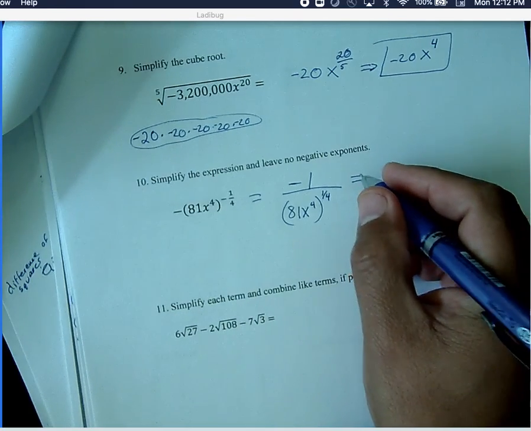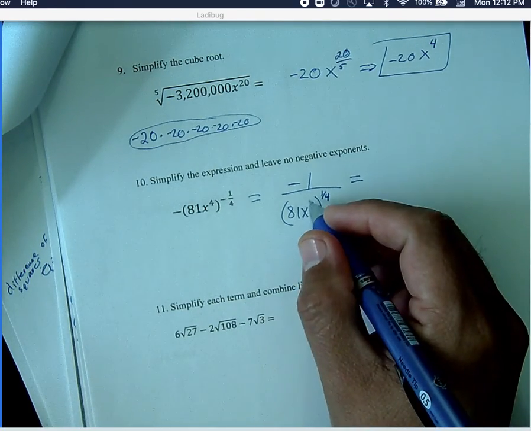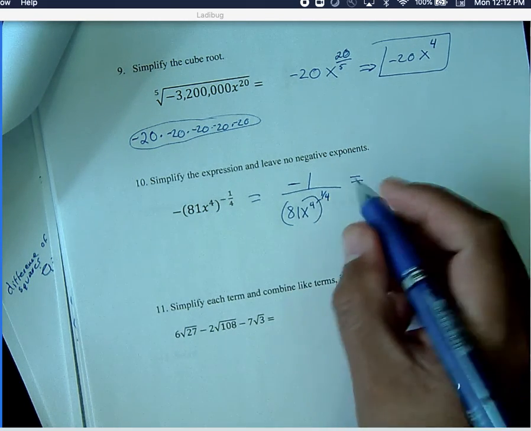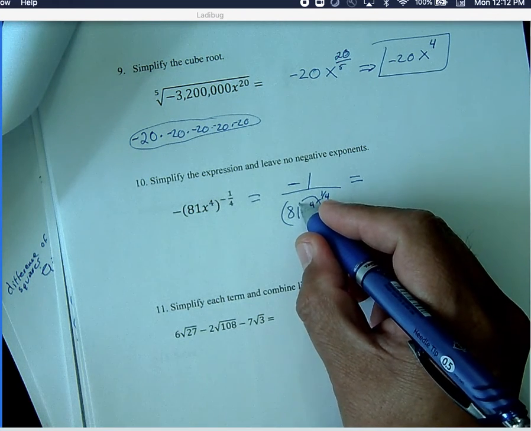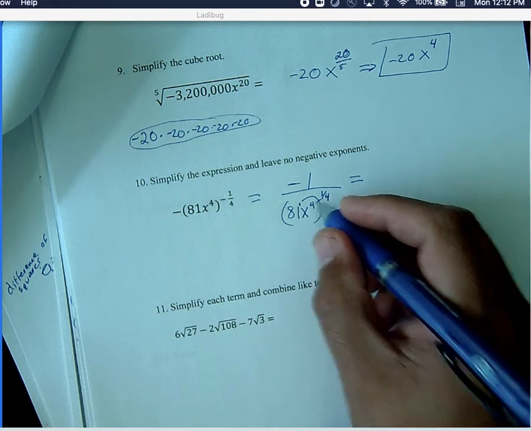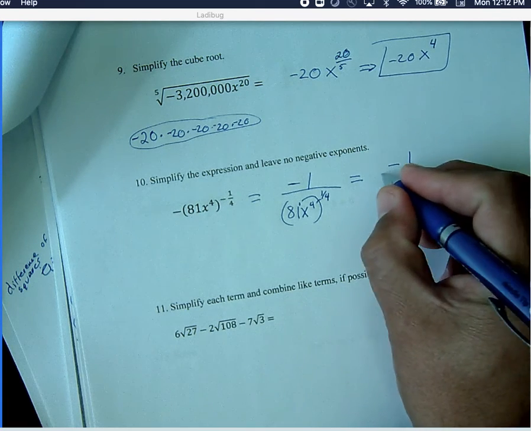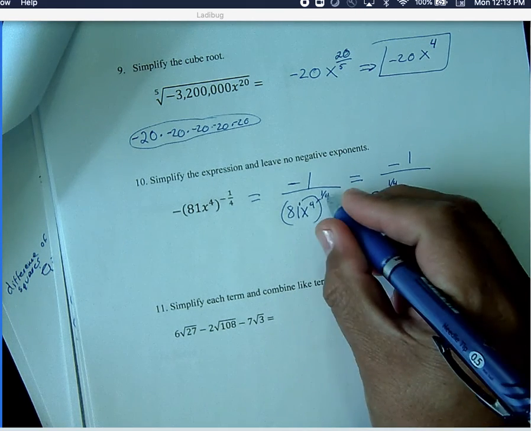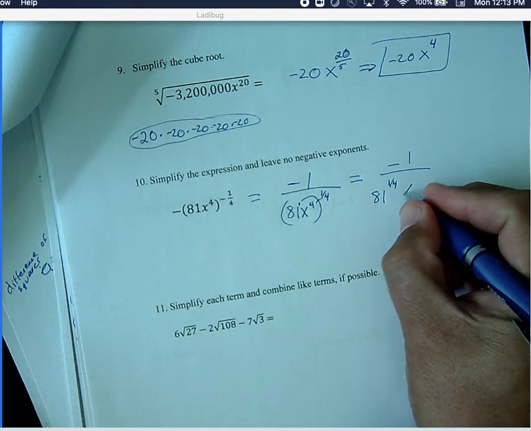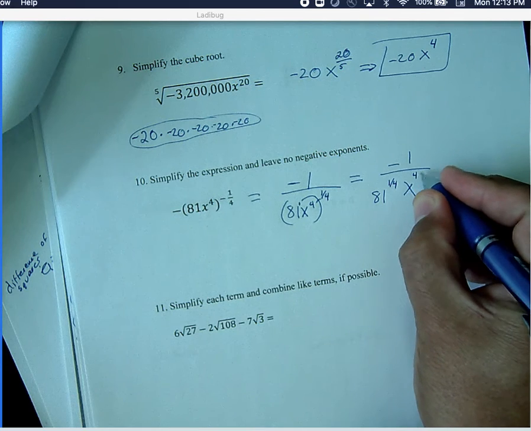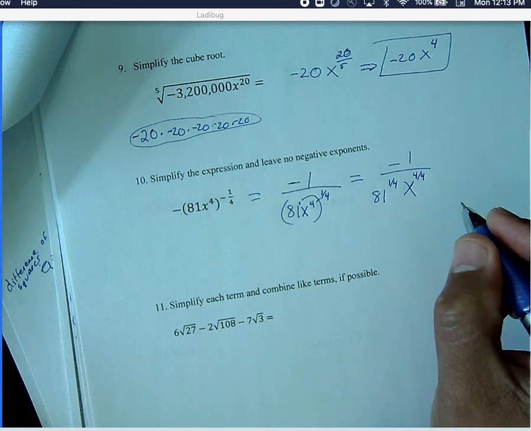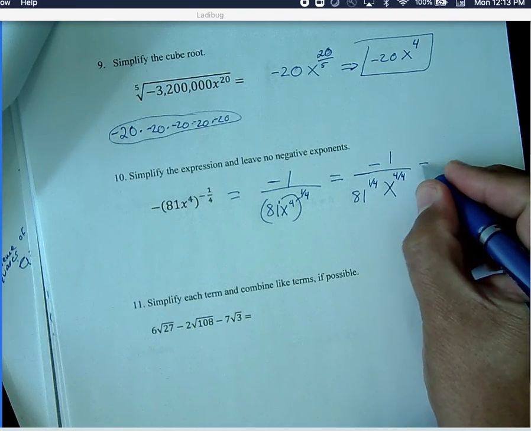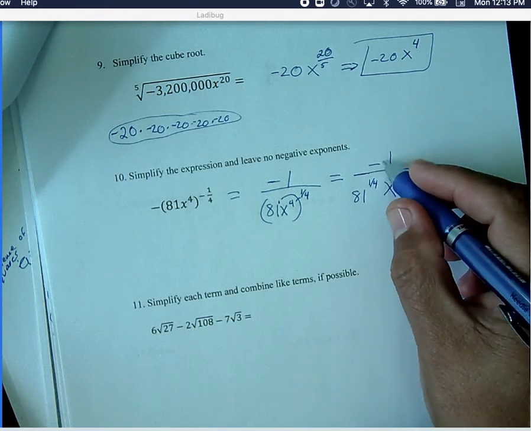Okay. So here, what happens is this is where you would distribute that exponent into the other exponent. Remember, 81 has a 1 as an exponent. This one has a 4, the x. So you would have negative 1 and 81 to the 1/4, right? 1 times 1/4 is just 1/4. And x would be 4 over 4. Like that. So negative 1.